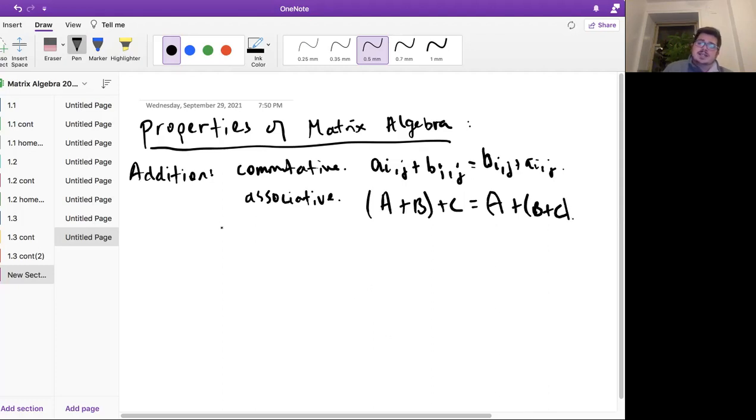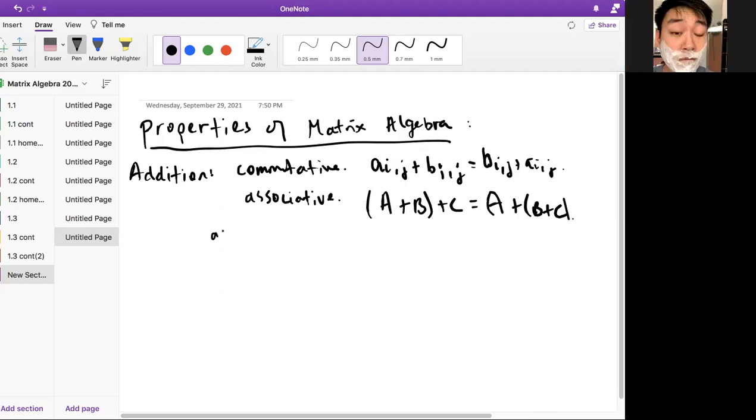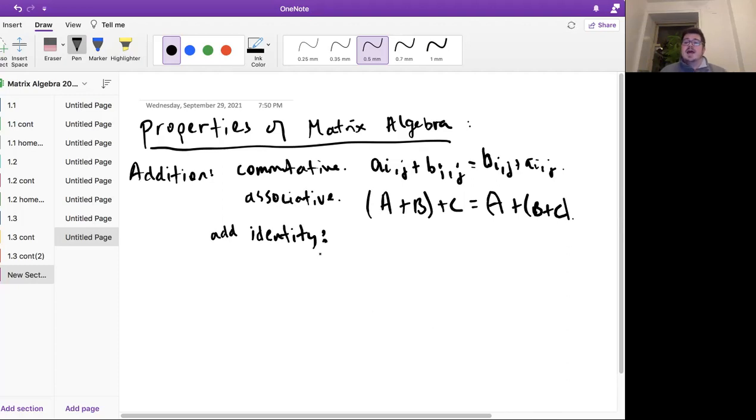Can someone remind me what the identity was? What is a matrix that you can add to another matrix such that it doesn't change? Yeah, the matrix with all zeros. Can someone remind me what the inverse is?